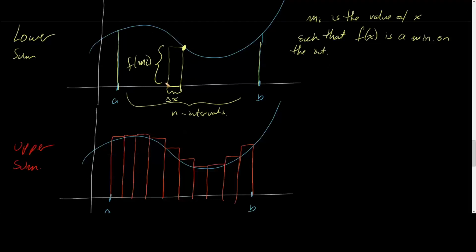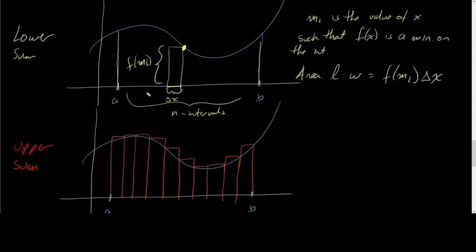And what would the area of that rectangle be? Well, in general, for rectangles, the area is length times width. The length is this height here, and the width is this delta x. So that would be f of m sub I, lowercase m sub I, times delta x. So that's just one of them.